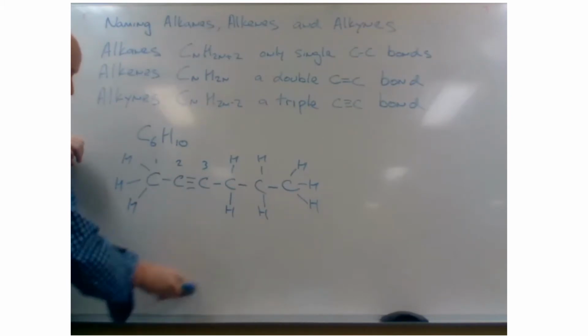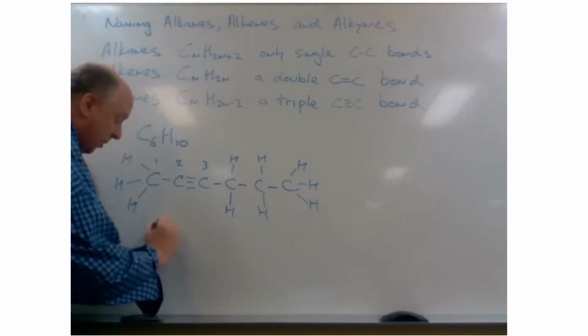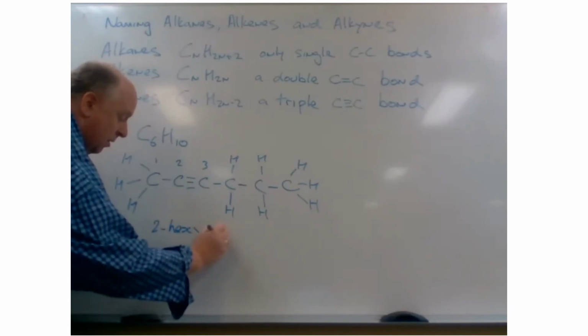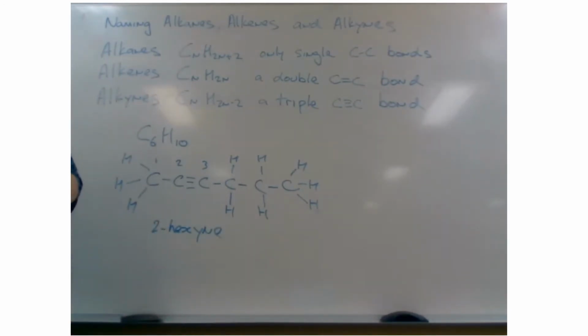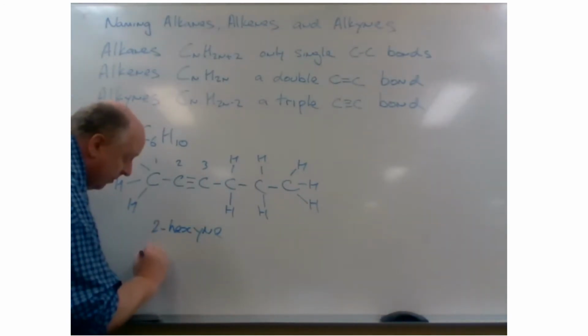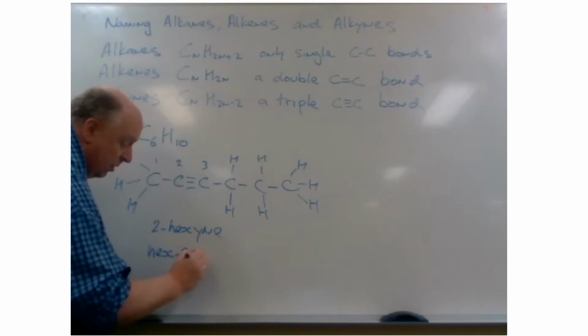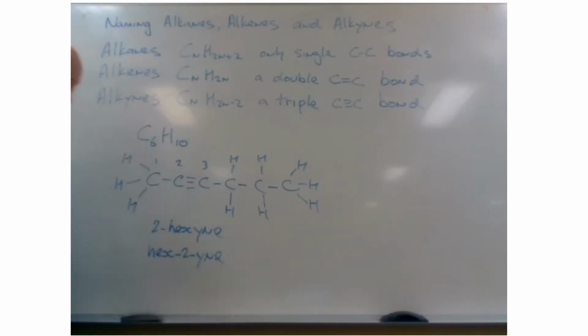There's a couple of ways of doing this. I'll show you the old way that I'm used to. You will come across this all the time on the internet and other sources, but there's a new way of naming it, which you have to do for the HSC now. Instead of putting 2 out the front, it's hex-2-ine, with dashes between the 2 and the names. This is hex-2-ine.